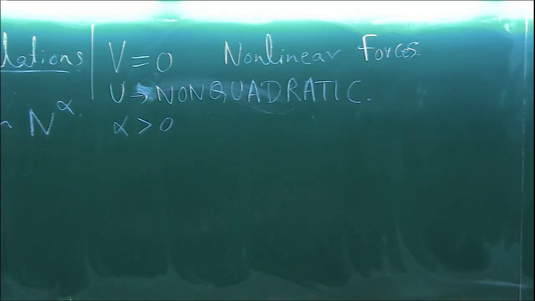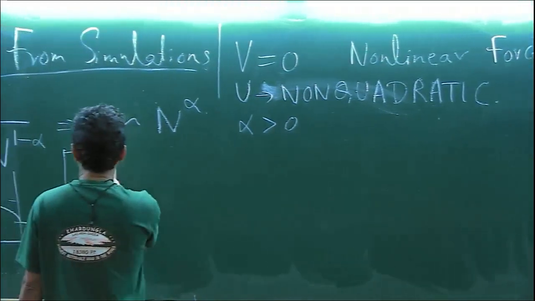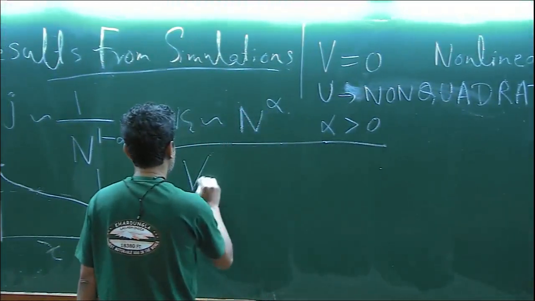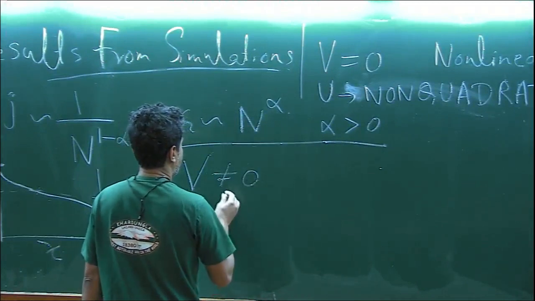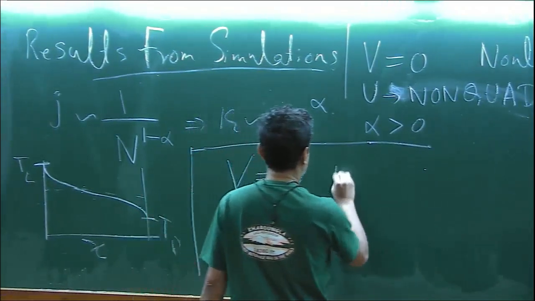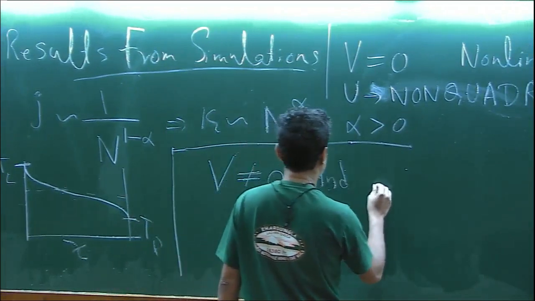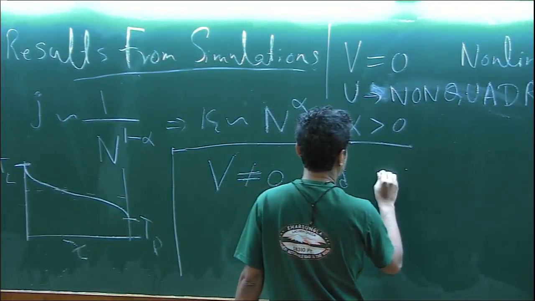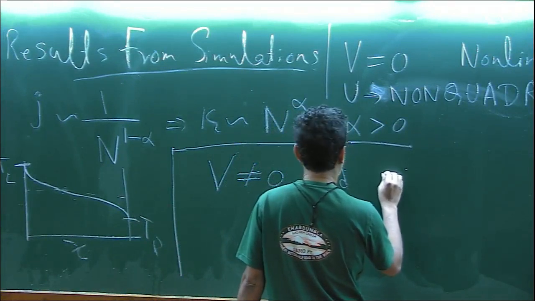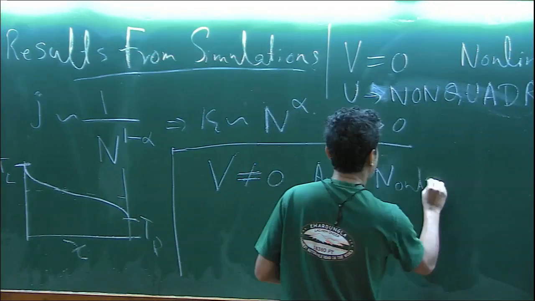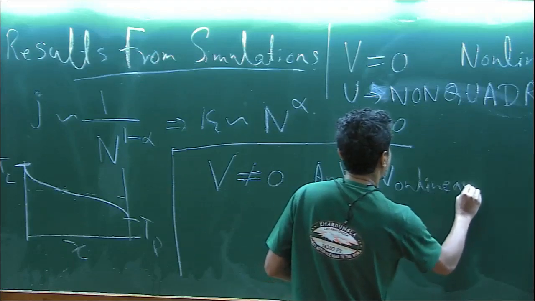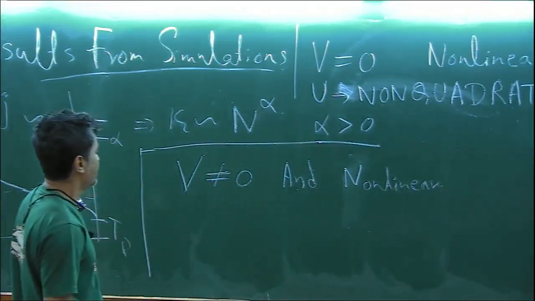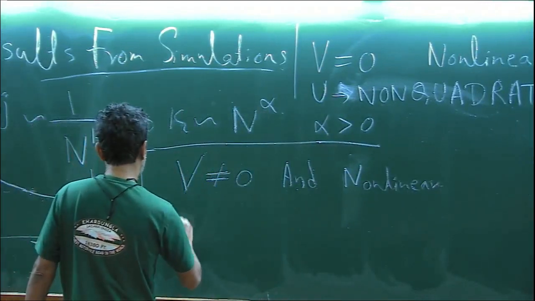Then the other result is that if V is non-zero, it's anharmonic. And you put this nonlinearity either in V or in U, then you find actually that Fourier's law is true.